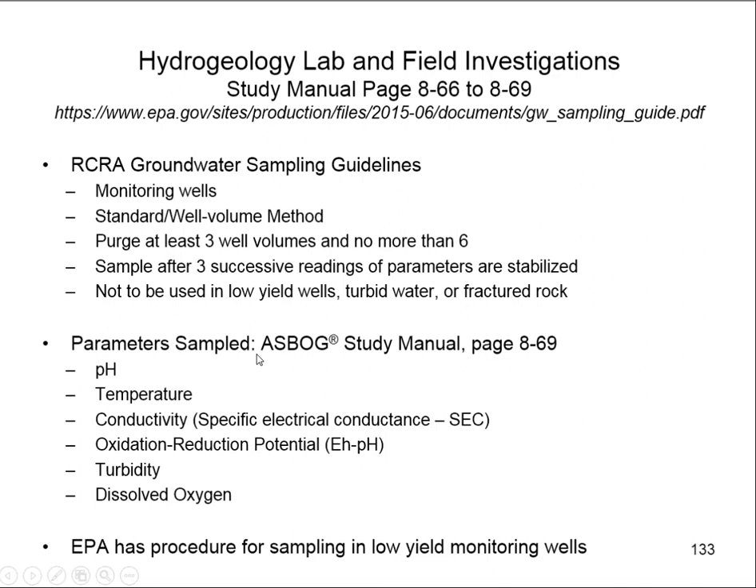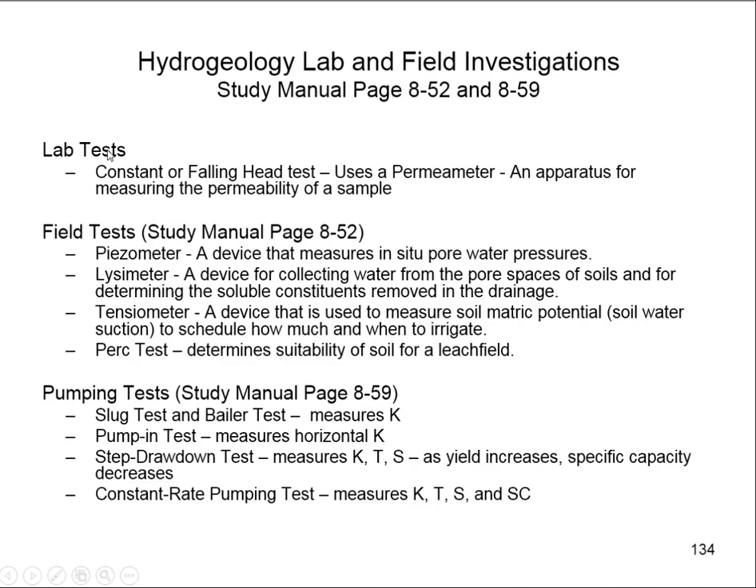So given this, we can sample correctly. We can take the samples to the lab. We can measure the permeability of a sample using either a constant or a falling head test. So if you think about a 2-foot high plexiglass tube with the sample in it, put water in at the top, and measure the rate of flow of the water out. This gives you a general measure of the permeability.